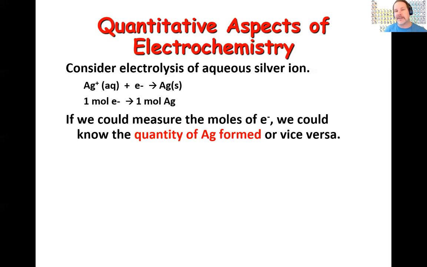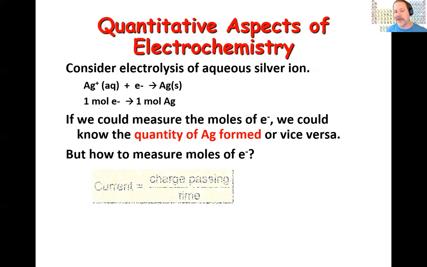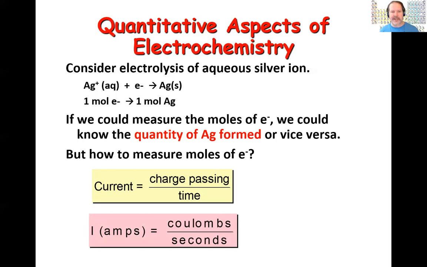So if we could measure the amount of electrons that are going through the experiment, we could calculate the amount of silver that's formed. Aha, what can do that? How can we measure the amount of electrons? This is where amps come in. What's an amp? It is current that flows through an experiment, and it's the amount of charge per time, or the number of coulombs per second.